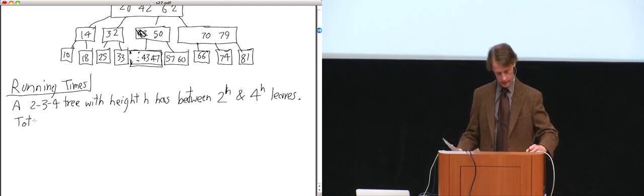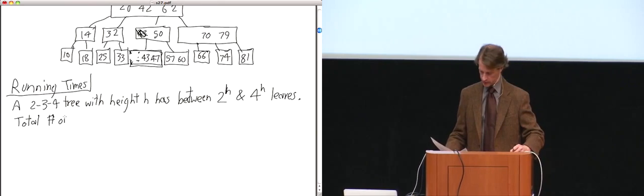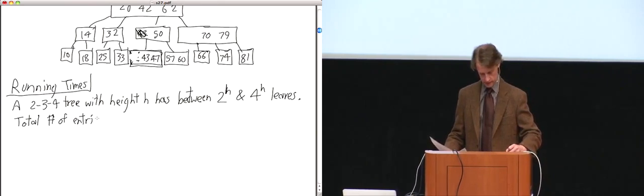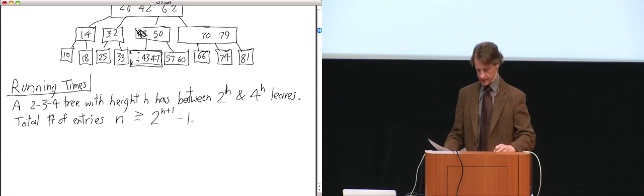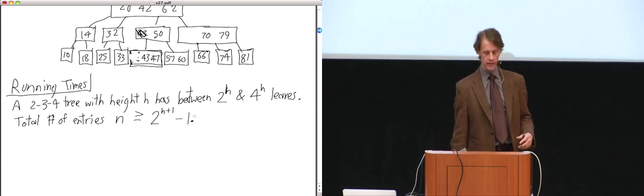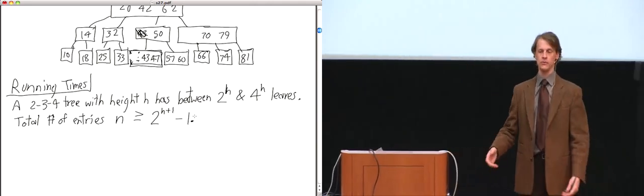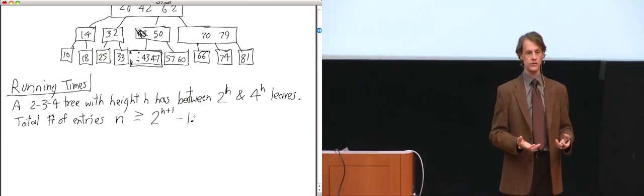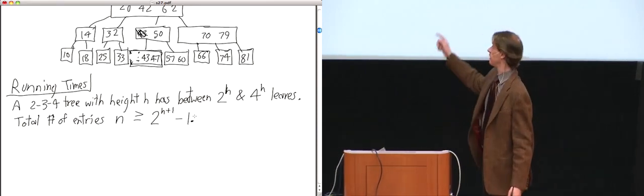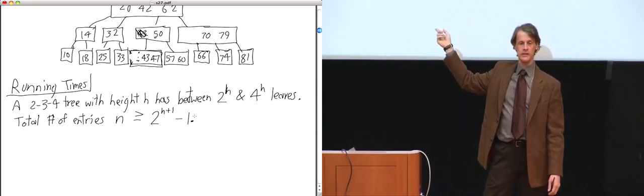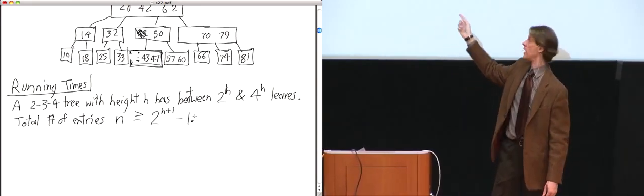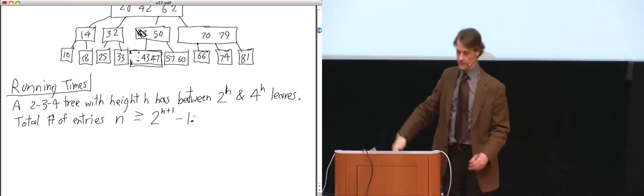So the total number of entries, call it n, is always greater than or equal to 2 to the power of h plus 1, minus 1. That would be in the case where every node has only 2 children, except at the bottom level, then you would have at least this many entries. And your TA should discuss in discussion section where that expression comes from.